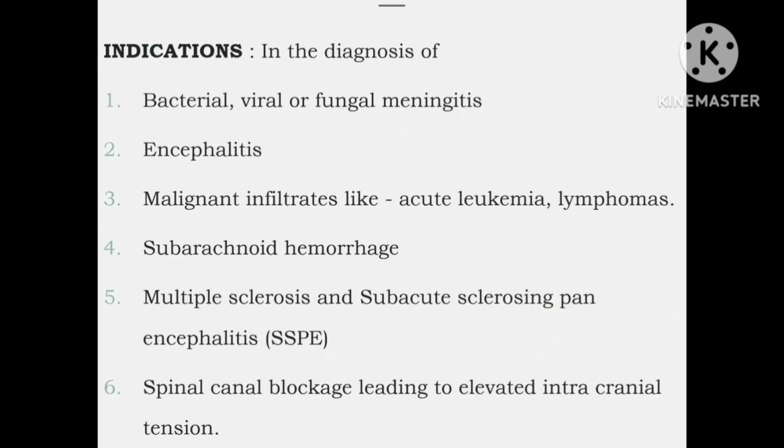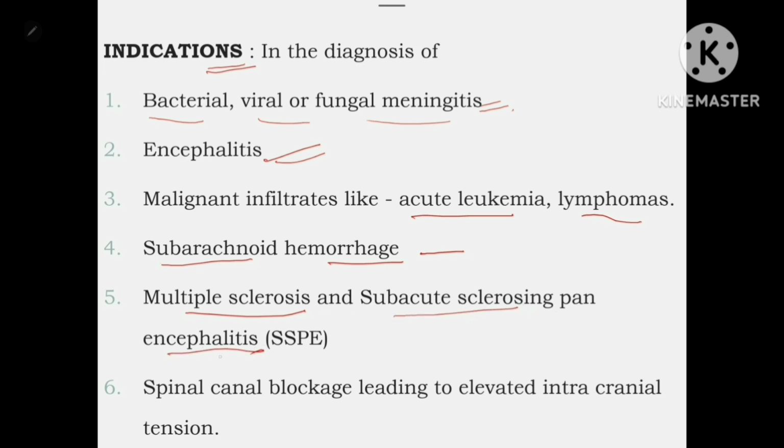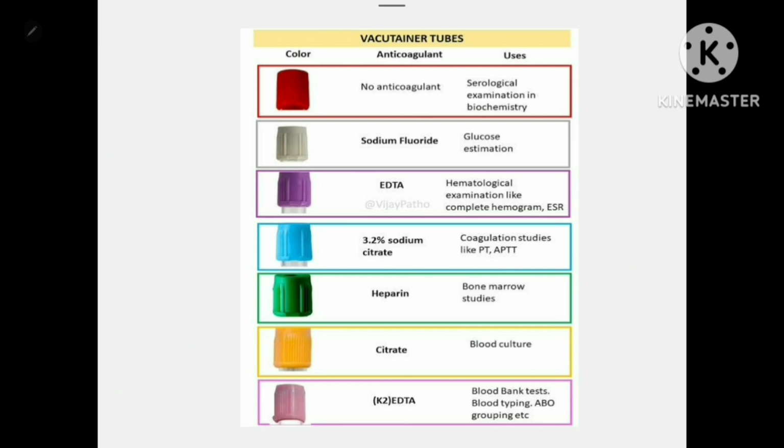So then we have to know about the indications of the CSF. So one is if there is any bacterial, viral or fungal meningitis, it can be known. If there is any encephalitis or malignant infiltration like acute leukemia or lymphoma, subarachnoid hemorrhage can be known, and also multiple sclerosis, subacute sclerosing panencephalitis, and also spinal canal blockage leading to elevated intracranial tension. So these are the indications of diagnosing CSF analysis.